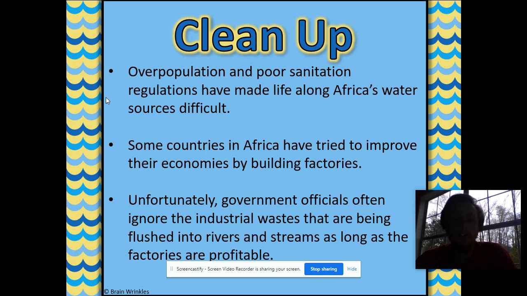Overpopulation and poor sanitation have made life along Africa's water sources difficult. Some countries in Africa have tried to improve their economies by building factories. Unfortunately, that doesn't help because the factories just then pollute the river, which causes all these other kinds of issues.